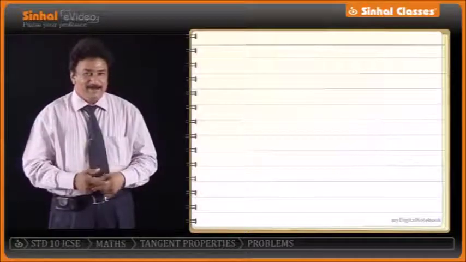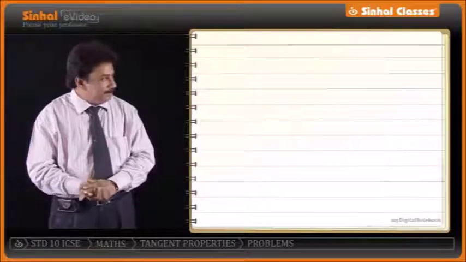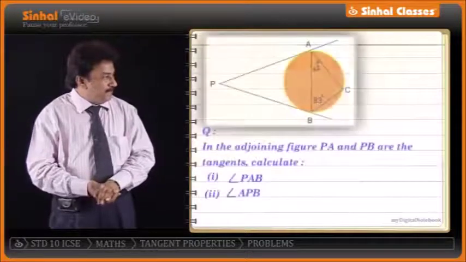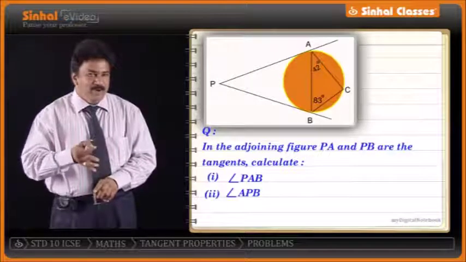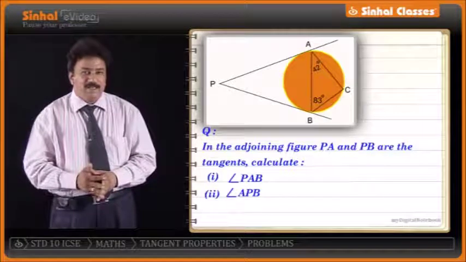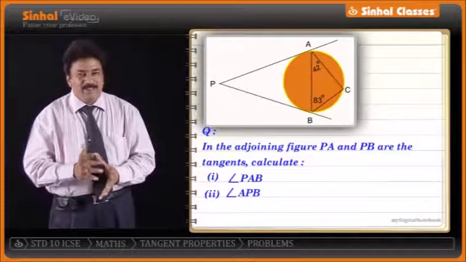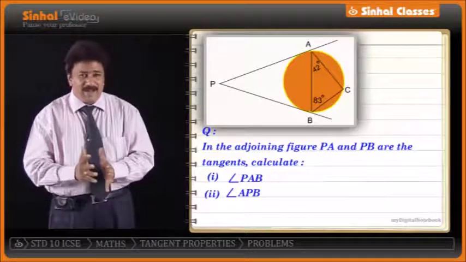In the following sum, we have to find the measurement of a few angles. See the figure very carefully, what is given to you. First of all, there are two tangents, PA and PB, from exterior point P. Whenever two tangents are given from an exterior point, there is a chance of using a property of isosceles triangle, or these two tangents are equal, something like that.